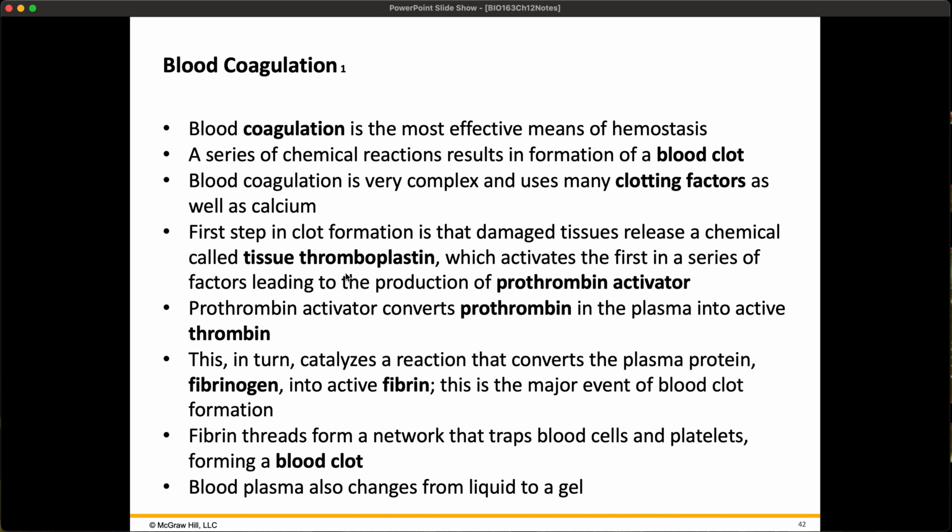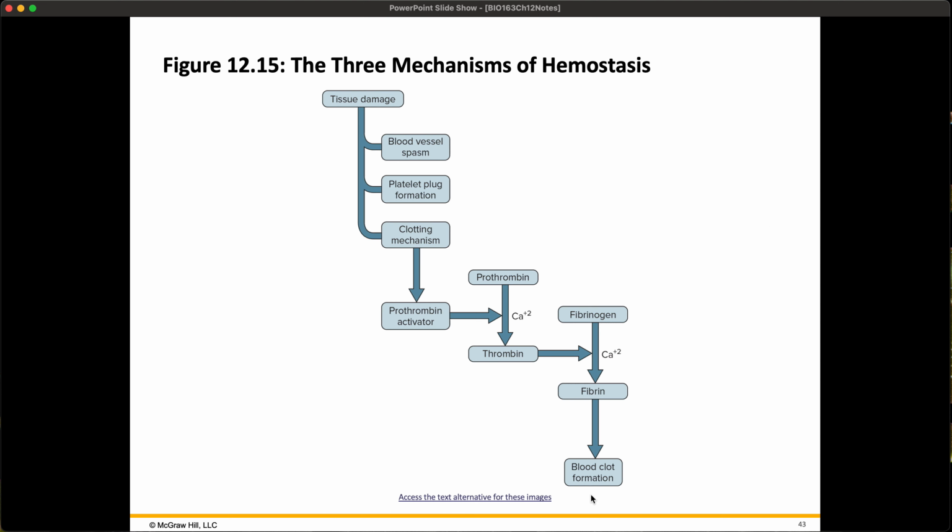But just understand that it's these different hormonal factors or chemical factors kind of activating one after the other in the presence of calcium that allows it to form this fibrin network. So those fibrin threads, think fibrin, fiber, threads, right? So fibrin threads form that network that helps to trap cells and platelets, and they form an actual clot. And the blood plasma starts to change. They have all these different factors and things active now. And so it goes from just a liquid form to more of a gel form, so a little bit thicker.